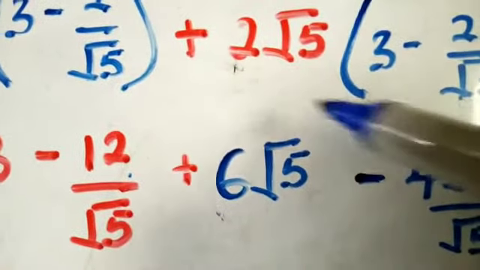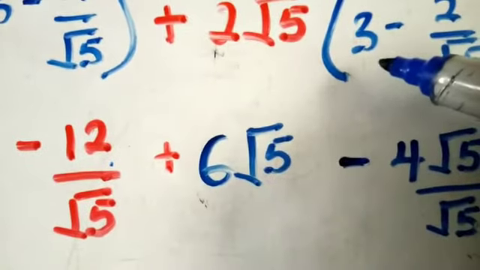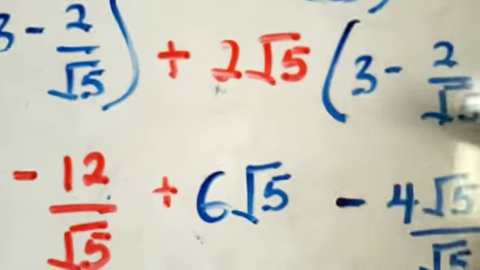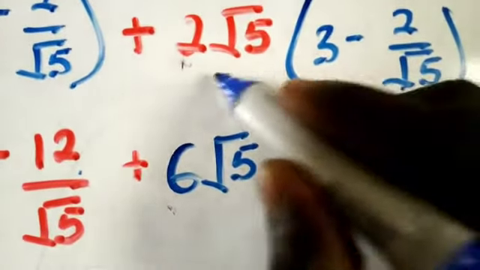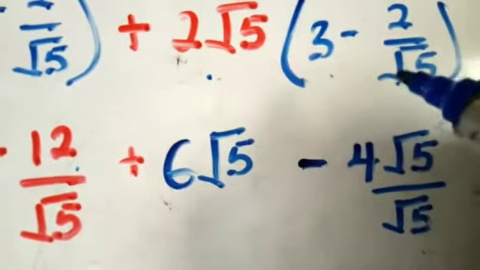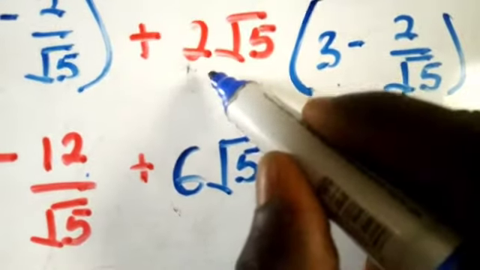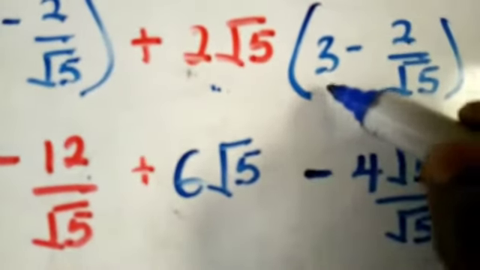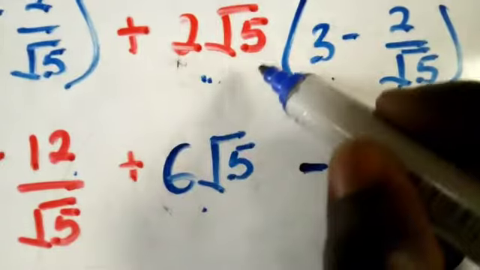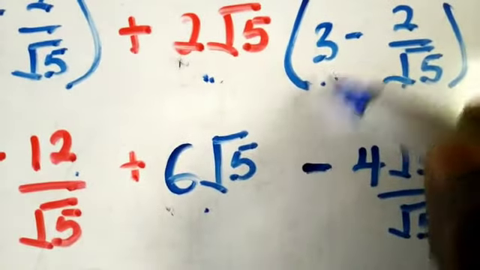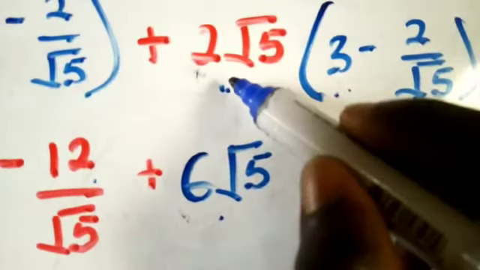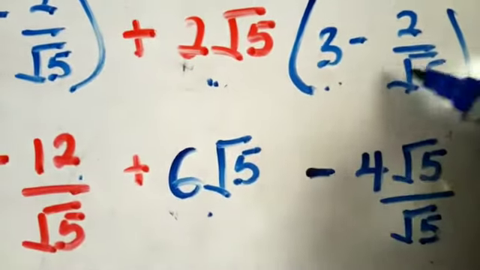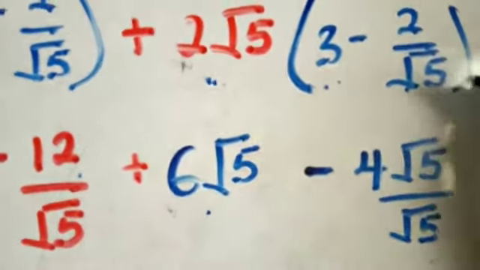The second bracket is a positive 2 root 5 that is going to multiply 3 over here. So how do you multiply? The whole number to the whole number, and the surd to the surd. What I mean is that I can see 2 here, so 2 is going to multiply the 3. That will give me 6. And then root 5 has no friend here, so we repeat the root 5 as it is. The second part is that positive 2 root 5 is going to multiply minus 2 over what?